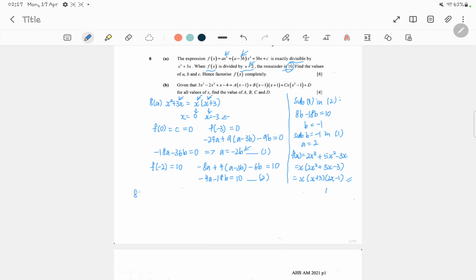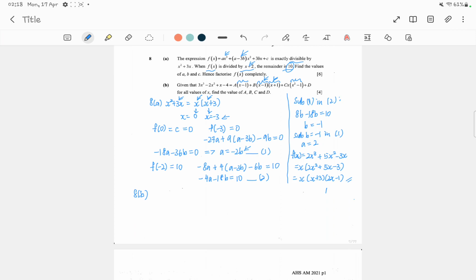Okay, so let's do 8b over here. This is a question of identities. It says that this polynomial is equal to this expression. What you generally do when you see this type of question in the exam is to try to make all the linear factors 0 by substituting suitable values of x. Try to make this 0, this 0, this 0, by substituting suitable values of x. Exhaust all of these possible ways so that you can get the values of a, b, c, and d.